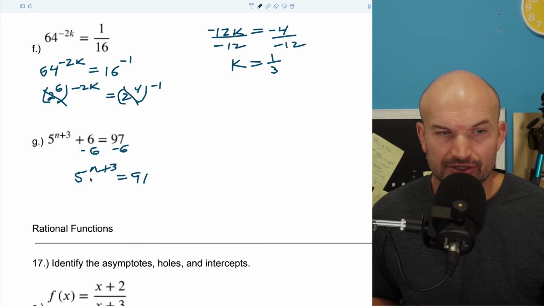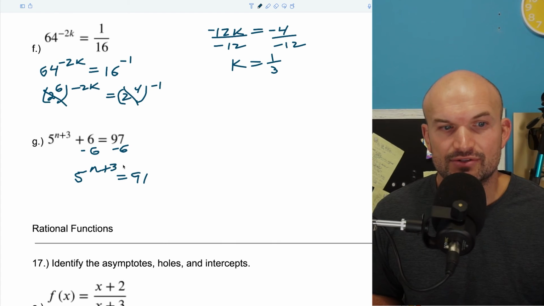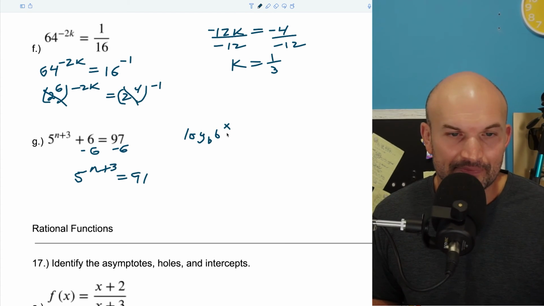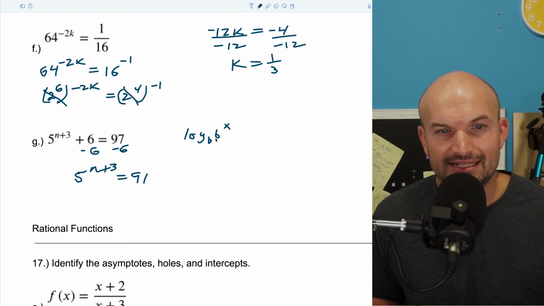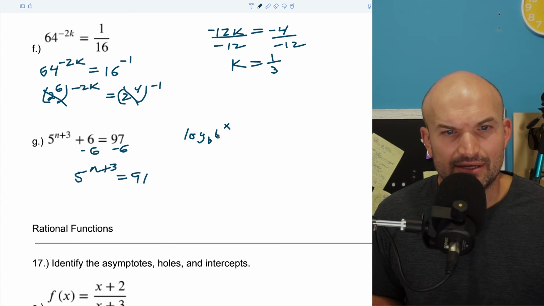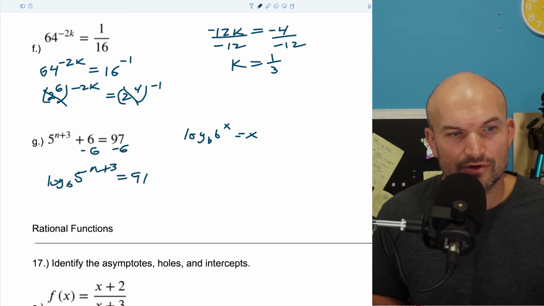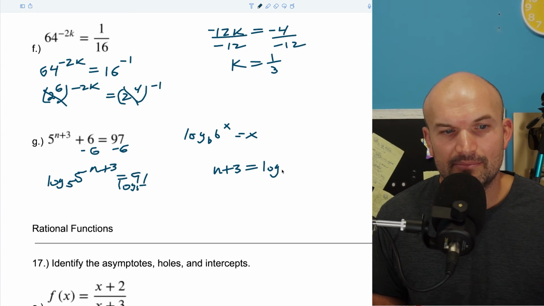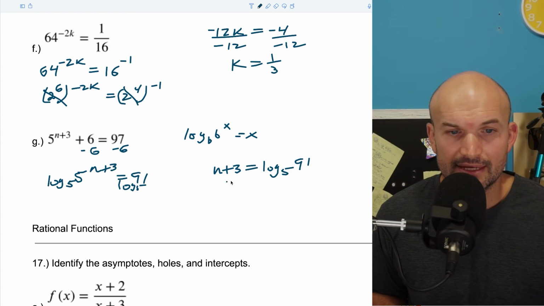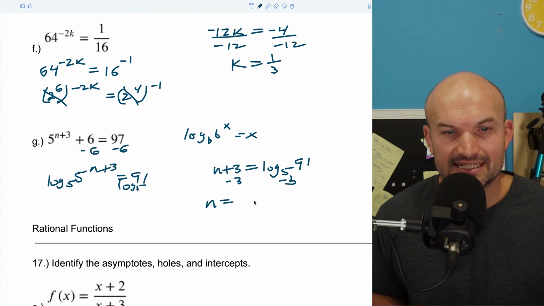So now we need to figure out, how can I solve this? How do I get the n plus 3 out of the exponent? Well, going back to that rule, if I have log base b of b raised to the x, if I want to find out what's in that exponent, if I take the logarithm of b raised to x, that's just going to equal x. So basically what I want to do is take the logarithm base 5 of both sides. What that's going to give me is n plus 3 is equal to log base 5 of 91. Now I can just subtract 3 on both sides, and n is going to equal log base 5 of 91 minus 3.